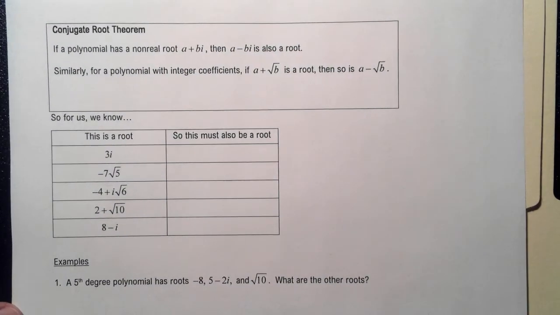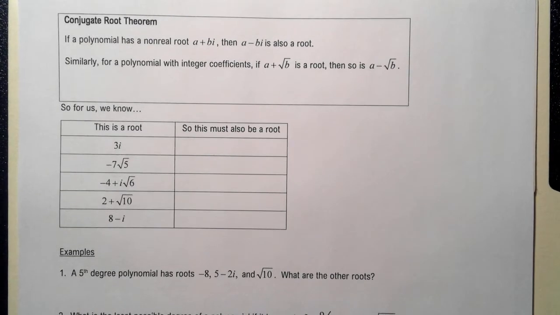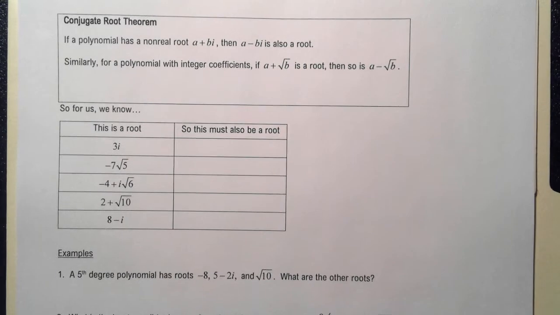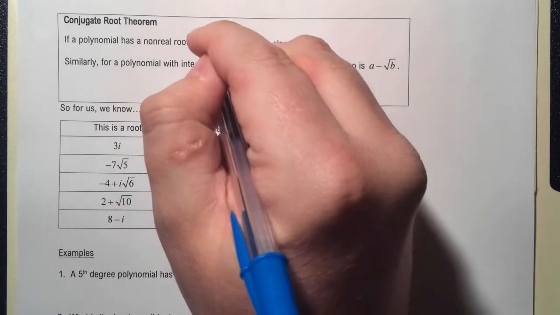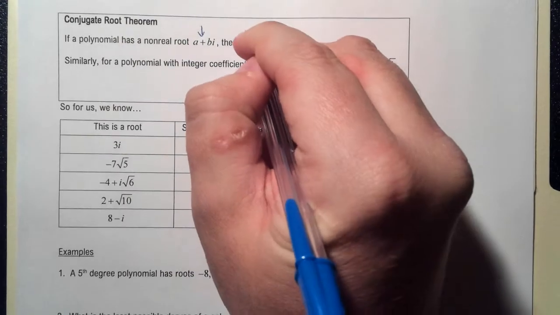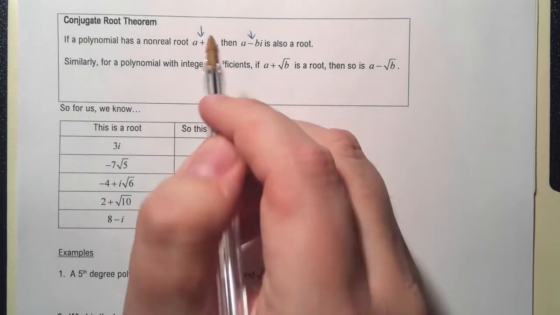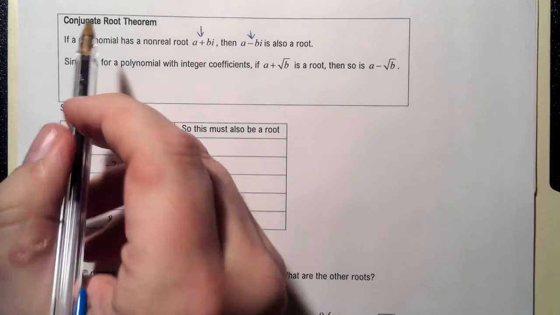Our next theorem might not seem as simple. This is called the Conjugate Root Theorem. If a polynomial has a non-real root, a plus bi, then I must also have a minus bi as a root. Notice here the difference between these two is the operation before the imaginary part of this, bi. Those two expressions, when I change the operation between or before the imaginary part, are called conjugate expressions, hence the name.